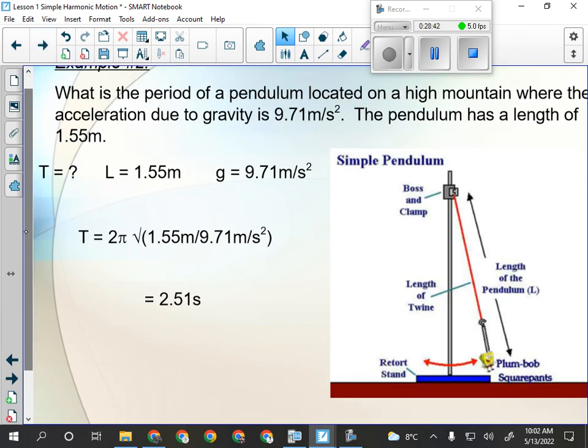Now, in terms of terminology, okay, the mass on the bottom of a pendulum is called a bob. So if you ever get a question that says the bob of the pendulum is doing this, it doesn't mean that.